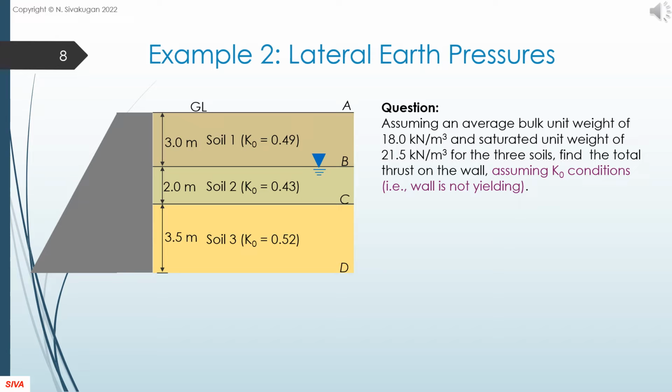Here, the first thing is to plot the variation of the total horizontal stress sigma H with depth. To do this, determine the sigma H values at A, B, C, and D. Divide the plot into triangles and rectangles to compute the magnitude and location of the resultant force on the wall.